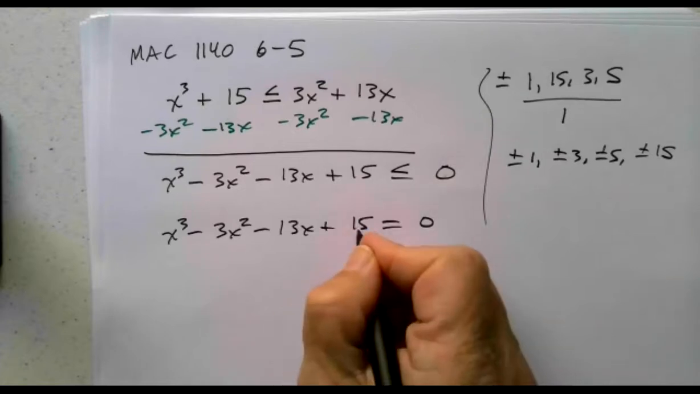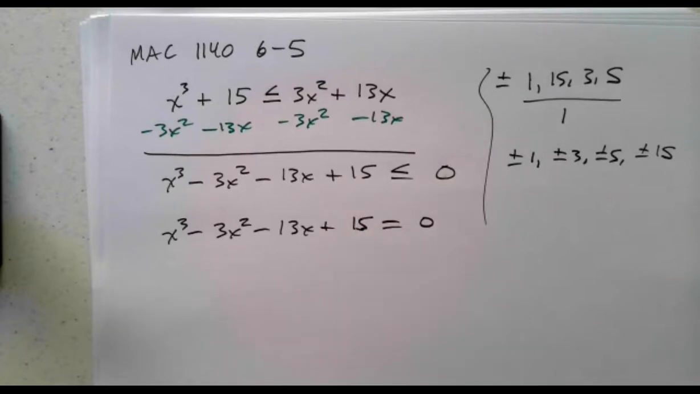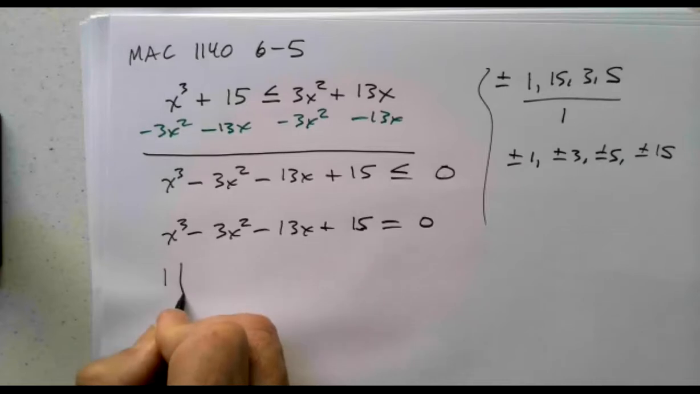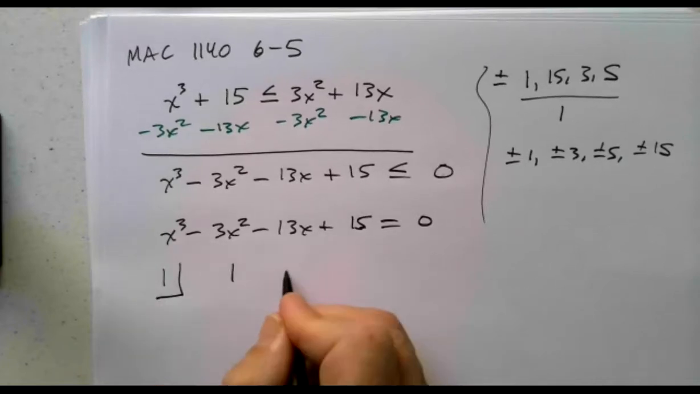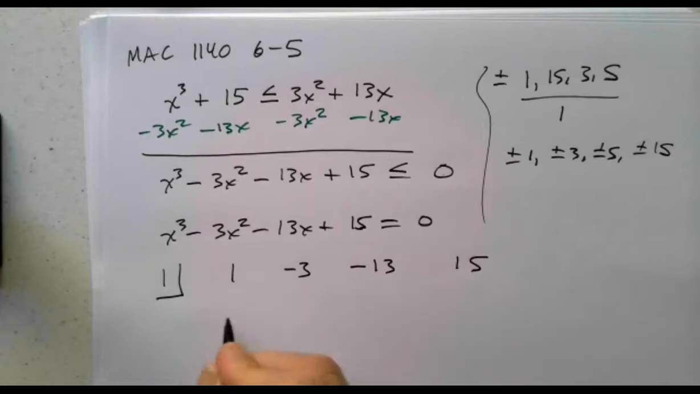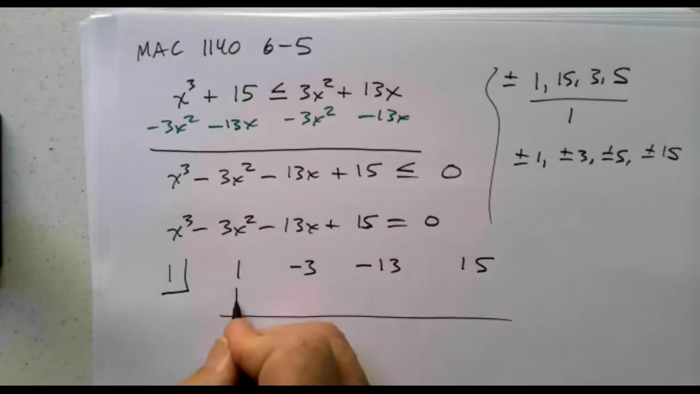If I find 1, then I can get the other 2 using a different kind of strategy, using quadratic formula or factoring or completing the square. So let's go ahead and play the synthetic division game. We'll try 1 first. 1, negative 3, negative 13, 15. See if that works.